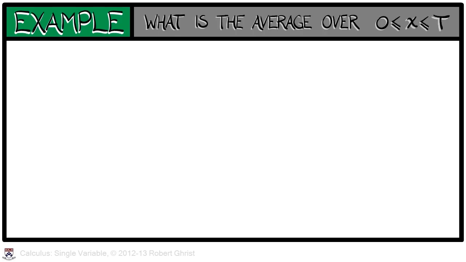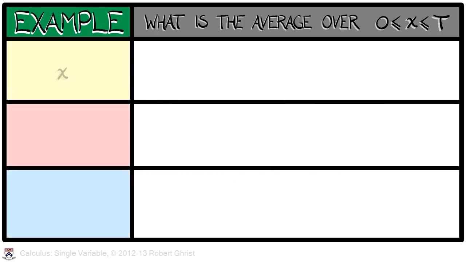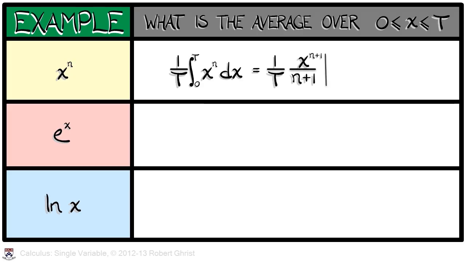Let's compute the average over the interval from 0 to t of 3 classical functions, monomials, exponentials, and logarithms. For the monomial, for x to the n, what we have to do is integrate x to the n dx from 0 to t, and then divide by t. This is simple. You can really do it in your head.